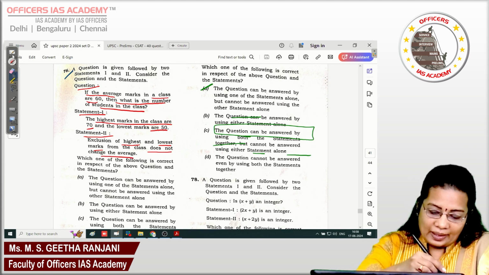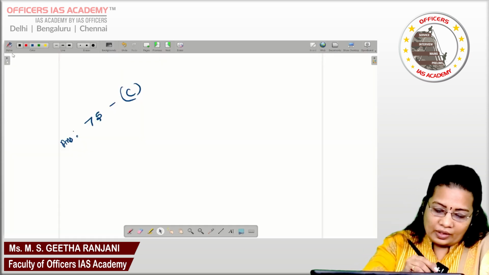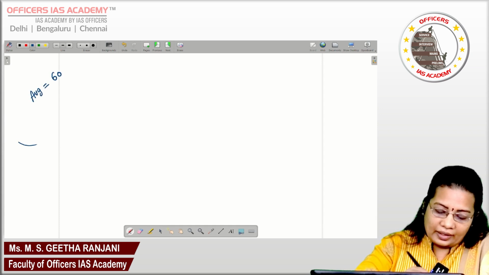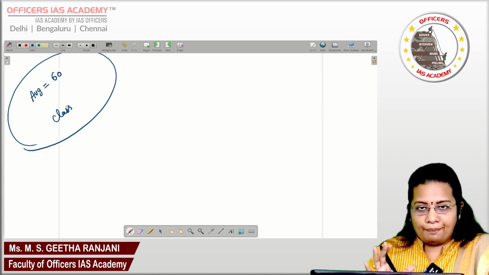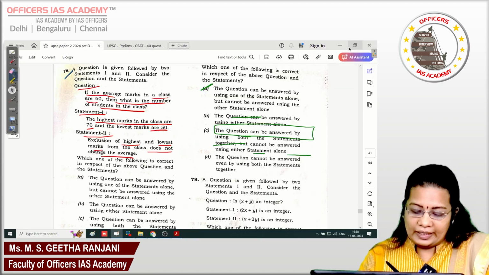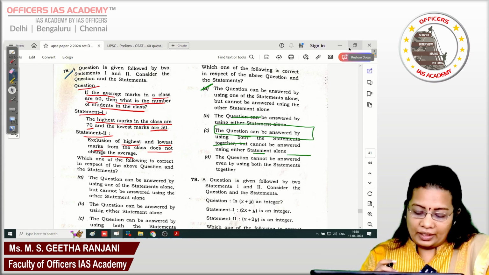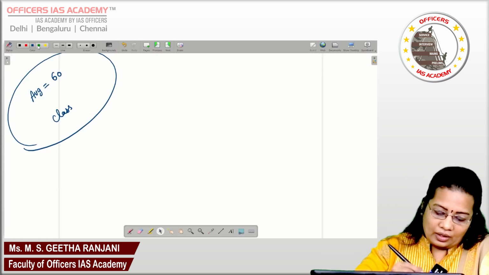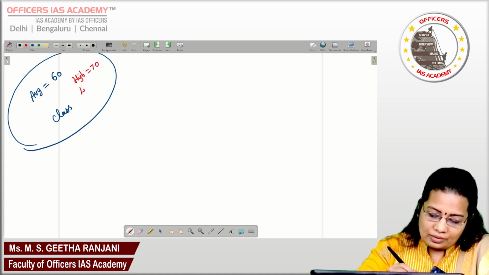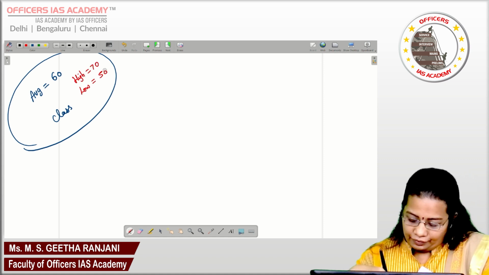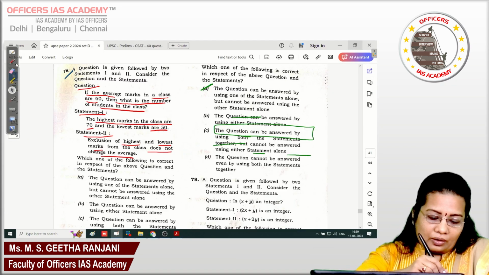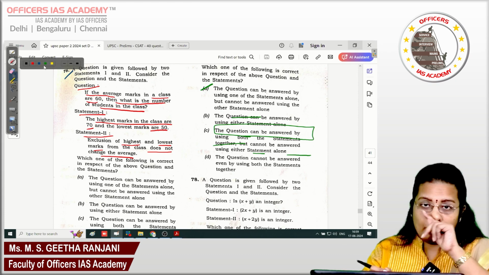So let's analyze the statements one by one. The average marks are given. So this is the entire class. We don't know the number of students in the class. So average is 60. And what are the further details given? Highest mark 70, lowest is 50. With this information, whether we will be able to get the number of students or not, we are going to check with proper explanation.